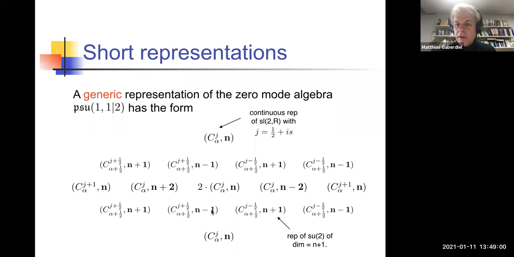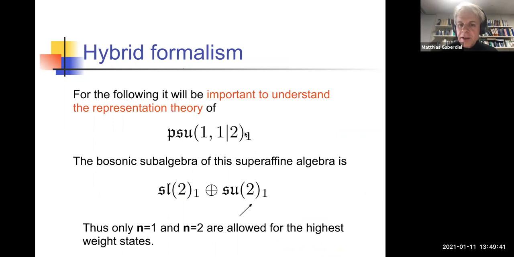Now, if you stare at this multiplet, you realize that if you start with a representation whose Fock vacuum sits in the n-dimensional representation of SU2, then somewhere in the middle of this multiplet, you find a representation that sits in the n plus 2. It has spin 1 bigger than the spin of the SU2 representation from which you started. But remember, our SU2 factor sits at level 1, and therefore the only representations that are allowed are n equals 0 and n equals 1. So you can't possibly have a long representation. The long representations are simply incompatible with the null vectors of PSU(1,1|2) at level 1.